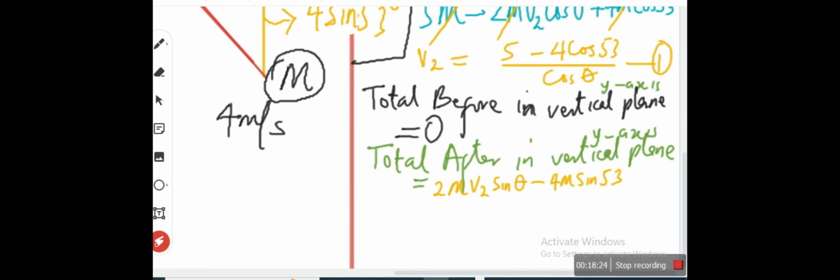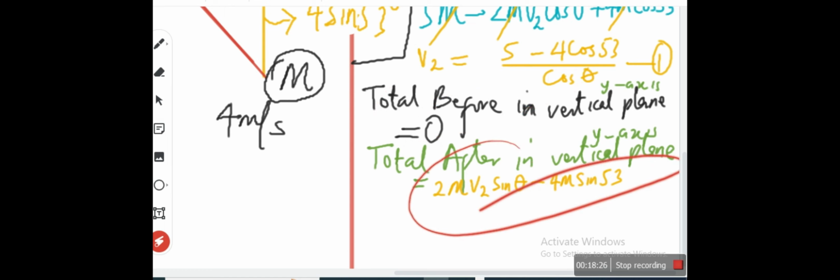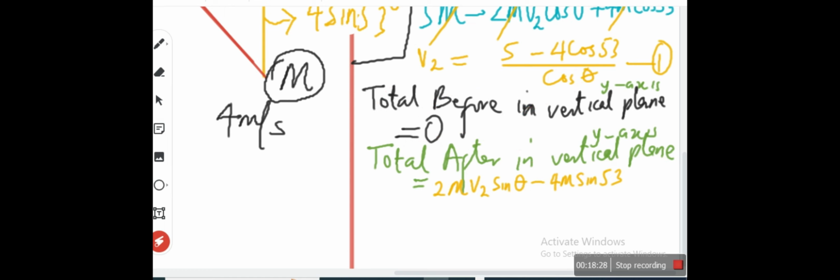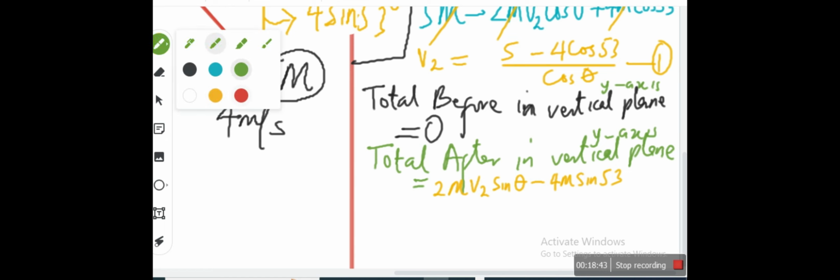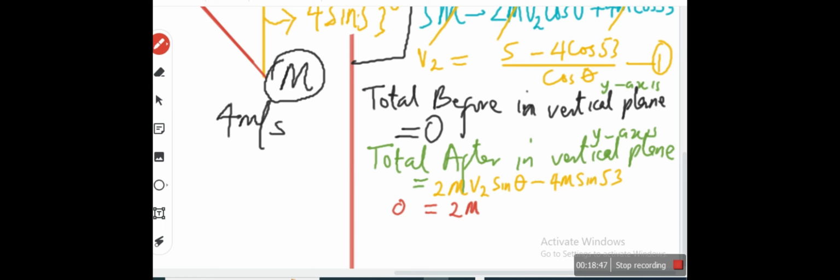Since total before is equal to total after, are you listening? Total before is equal to total after. So 0 must be equal to 2m v2 sin theta minus 4m sin 53. So equating, we have 0 equals 2m v2 sin theta minus 4m sin 53.